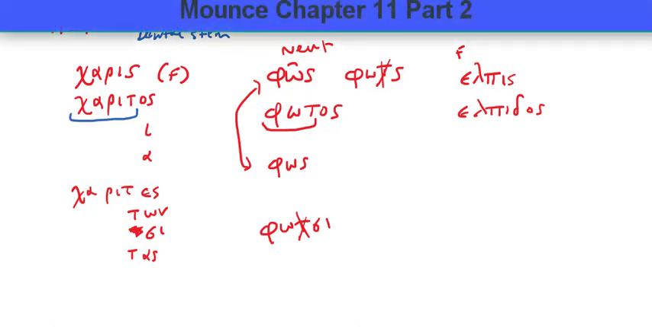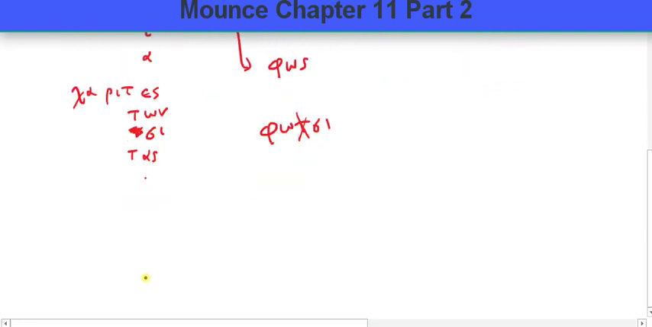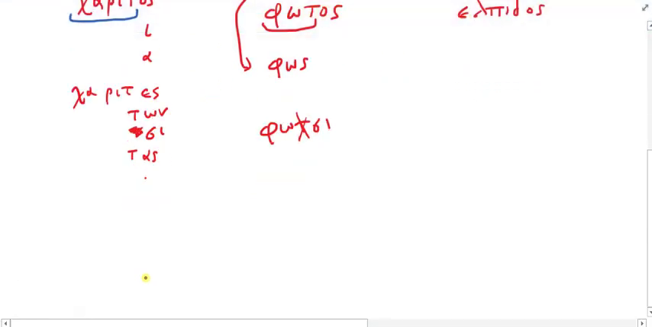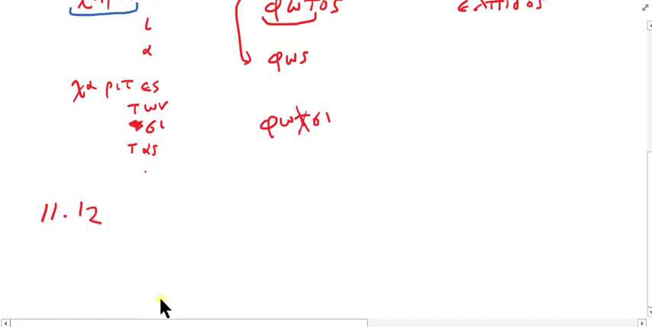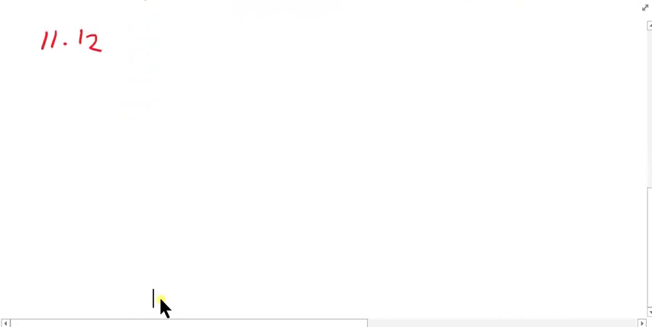Okay. So 11.12 in Mounce, we now come to one of those nouns that actually don't have the standard accusative singular ending. This is a wonderful word. It's the word faith. And it's pronounced pistis in Greek. Everybody, let's say that. Pistis. So pistis is faith.